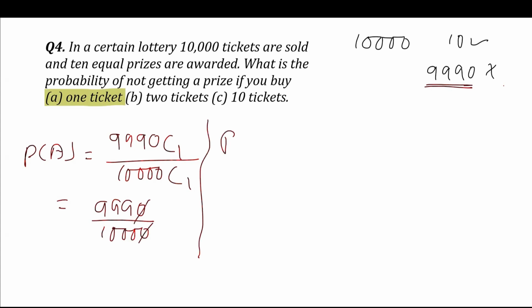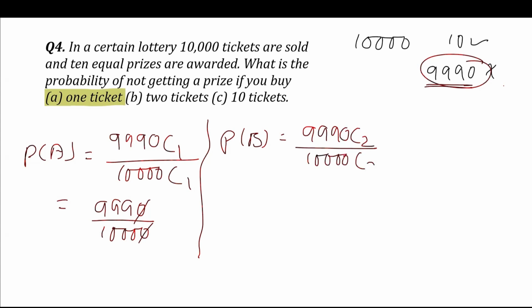Now if I take the other case, the second case as PB, here you are buying 2 tickets and you are not getting a prize. That means you are buying these 2 tickets from these 9,990. So buying 2 tickets from 9,990 tickets is this, and similarly buying 2 tickets from 10,000 tickets is this. So this will be the required probability you can calculate.